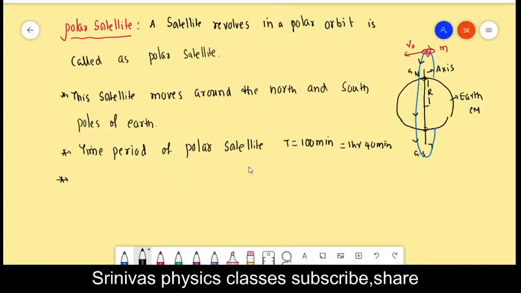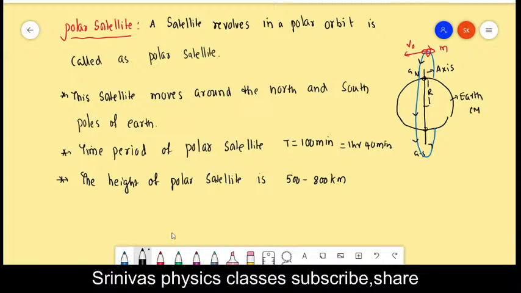Okay, that means it goes fast. But the geostationary satellite completes a revolution in 24 hours. The reason it completes so fast is that it is rotating at a very low height. The height of a polar satellite is 500 to 800 kilometers. This is the height of a polar satellite.